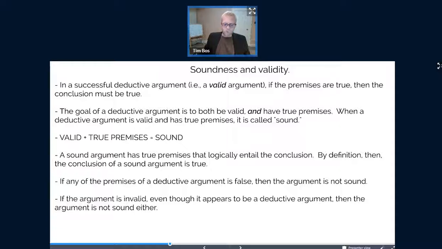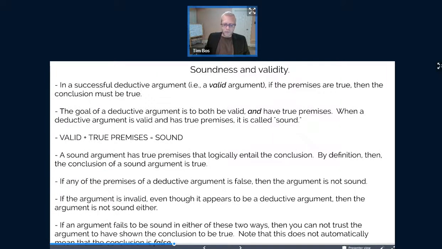Right, so there I'm just saying, it's got to be valid as well, right? So again, just reiterating, an argument must be valid and have true premises.